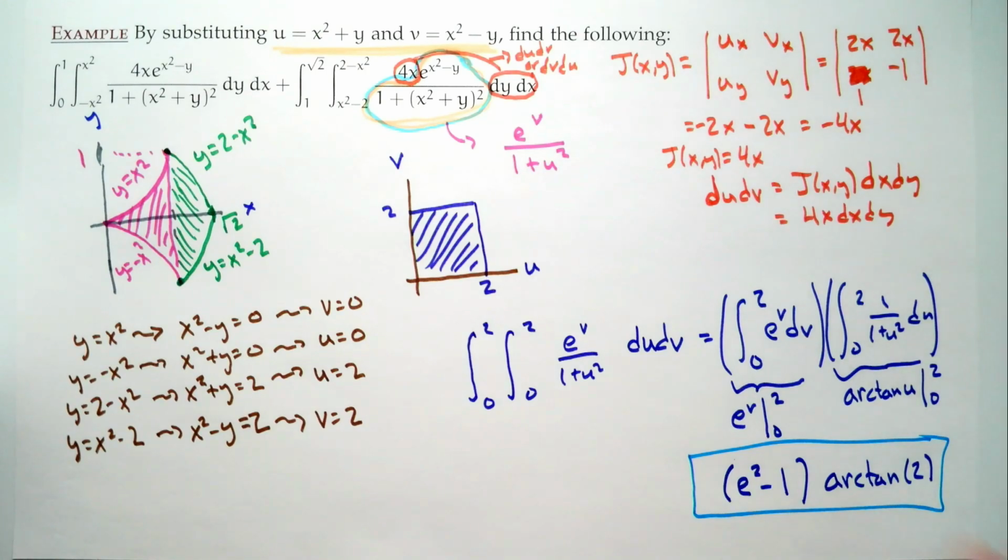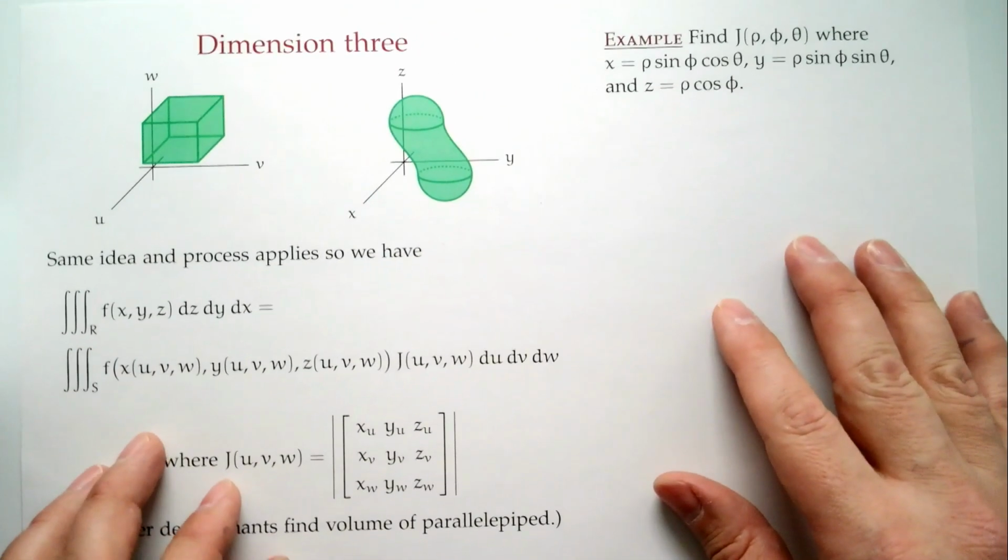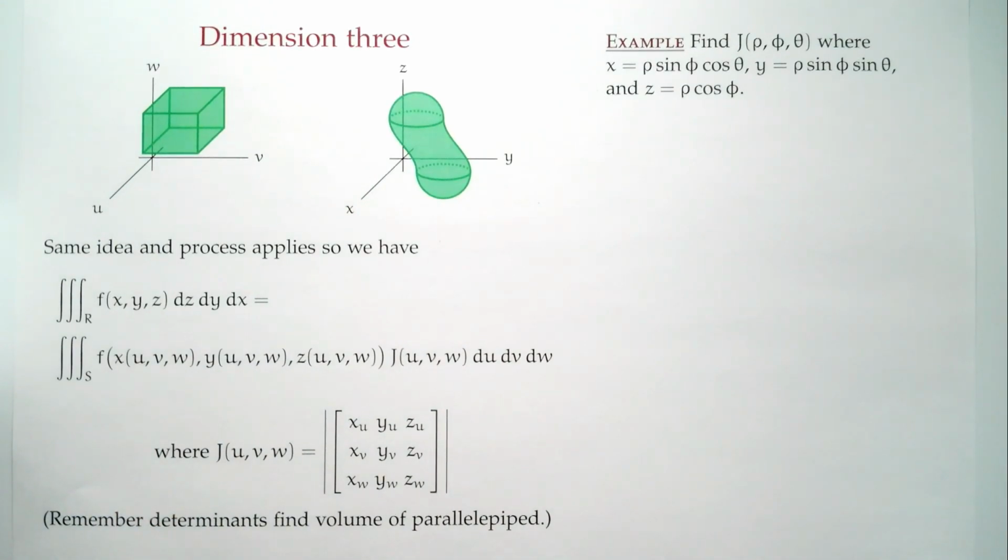Now, we've talked about dimension 2. What about dimension 3? The answer is it works very similarly. But now, instead of having a 2 by 2 determinant for your Jacobian, you have a 3 by 3. And why is that? Well, 2 by 2 determinants find area. For 3 by 3 they find volume. That's one of the things that we did a long time ago, that the determinant finds volume.